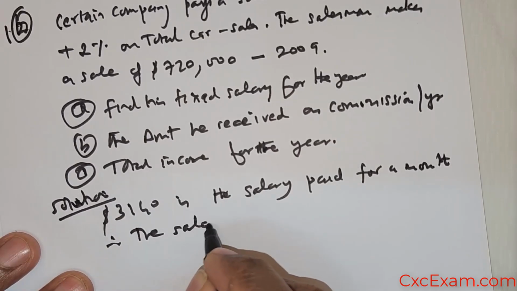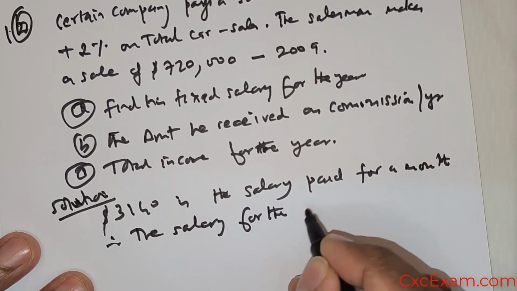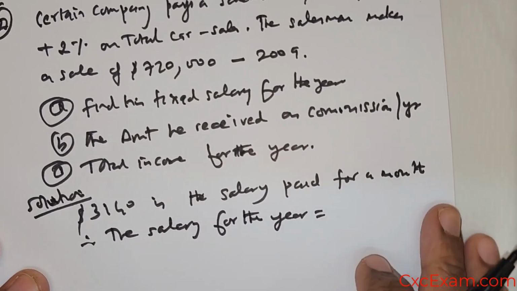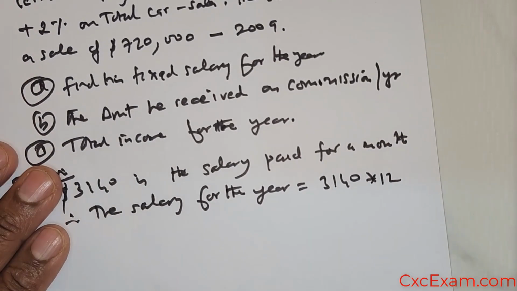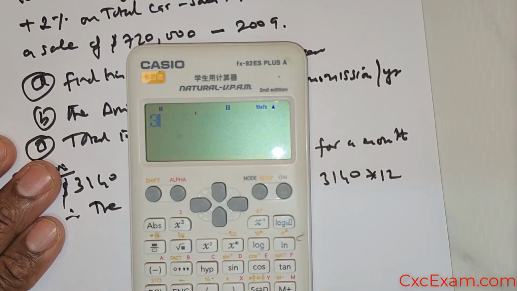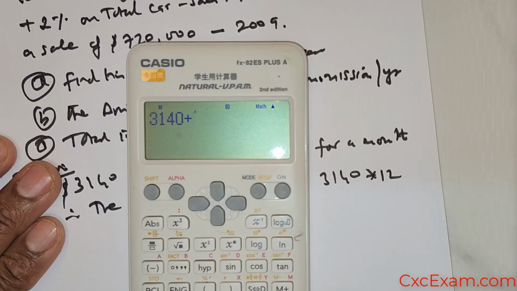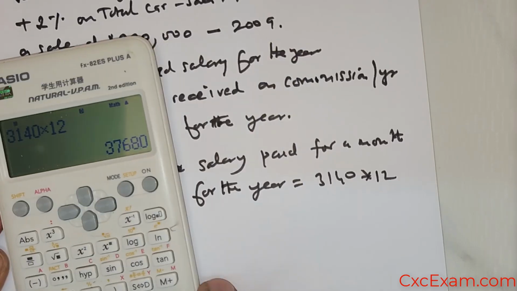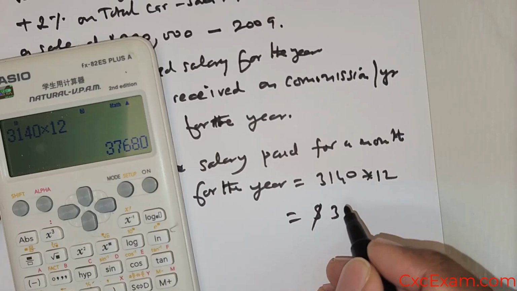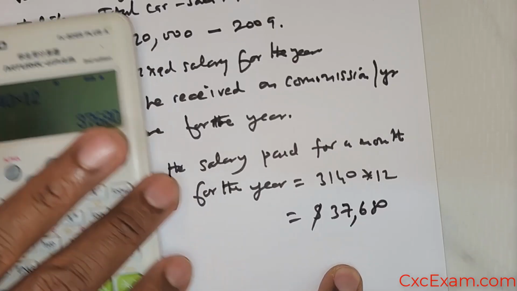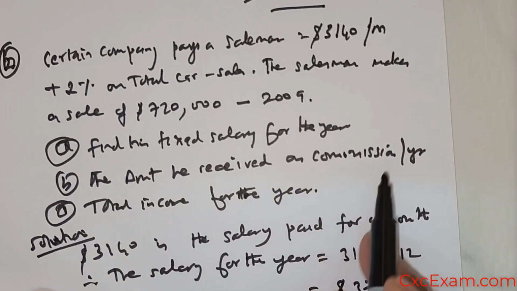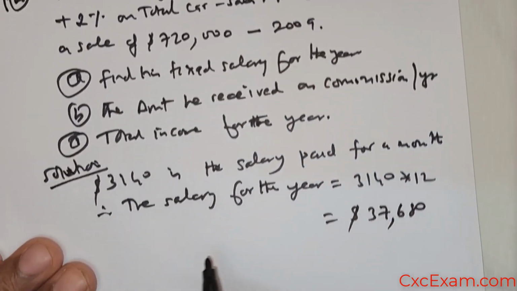Therefore, the salary for the year is equal to, how do you find the salary? 3,140 multiplied by 12. So you can use the calculator. 3,140 multiplied by 12, it's actually 37,680 is the salary for the year. Then the amount he received as commission.